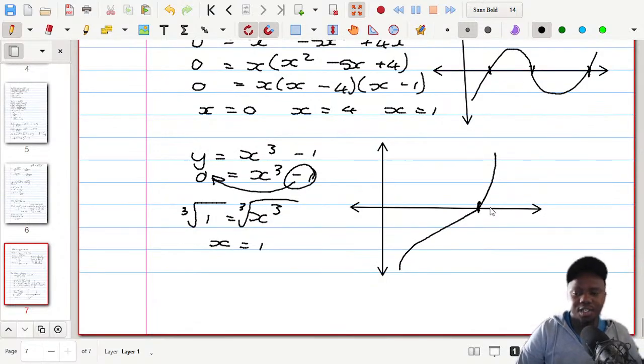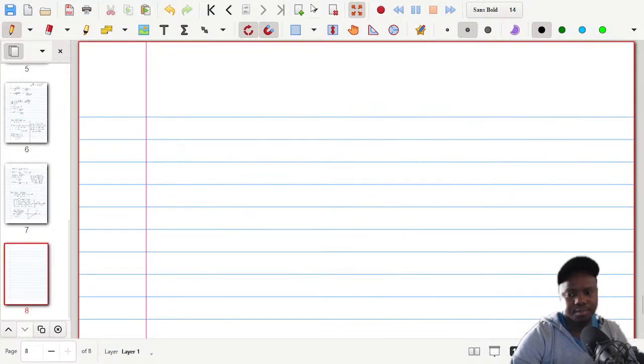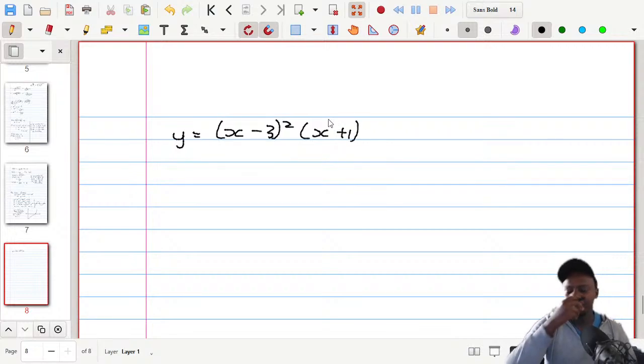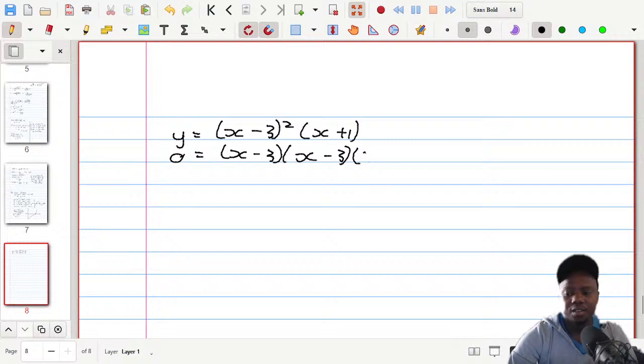We can also have a scenario where we've got 2 x-intercepts. Such a case would be, let's say, if we've got x minus 3 all squared into x plus 1. In this case, if we let y be equal to 0, this is going to be x minus 3 into x minus 3 into x plus 1.